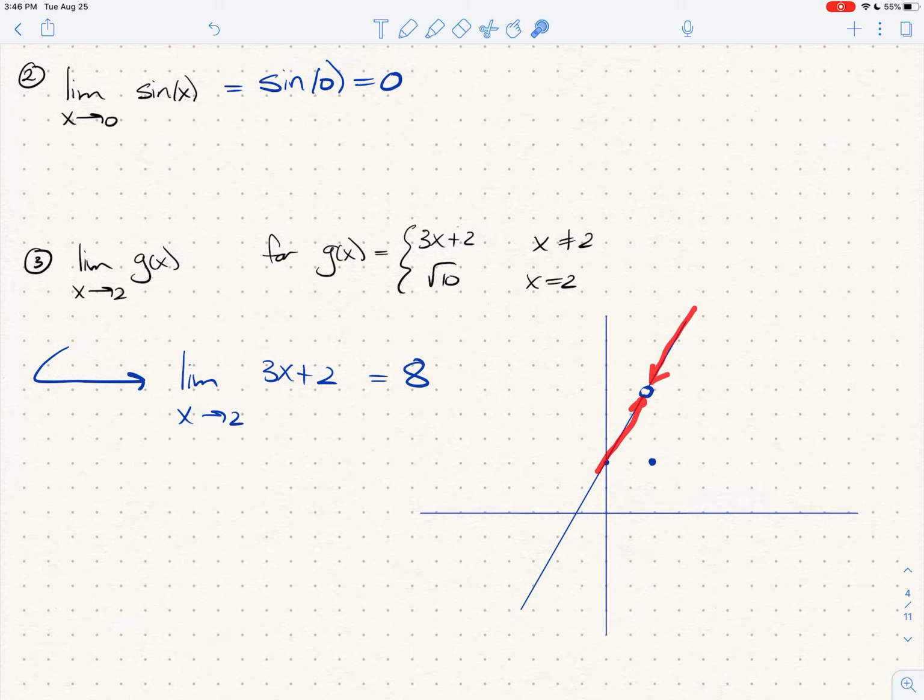Even though g of 2 is not 8, g of 2 is in fact root 10. But you can see that the limit as x goes to 2 of g of x is getting closer and closer and closer to this y value, which is 8.